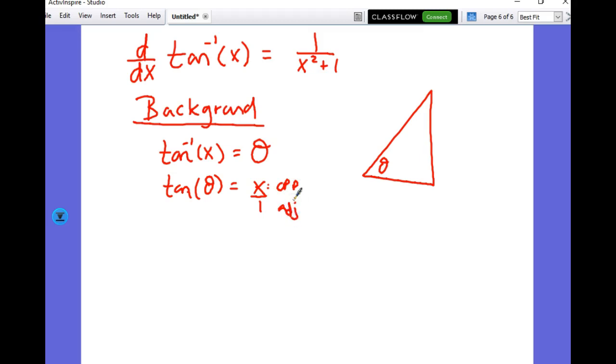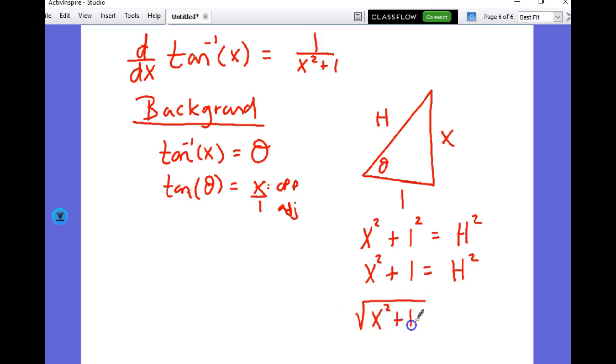Okay, so if tangent of theta is x over 1, then this is my opposite and this is my adjacent, and I just need to figure out what is my hypotenuse. So, just like in the last slide, we're going to use Pythagorean's theorem to do that. x squared plus 1 squared is equal to h squared. So we have x squared plus 1 equals h squared. Taking the square root on both sides to solve for h, we get the square root of x squared plus 1. So the hypotenuse, which we will need later in this problem, is the square root of x squared plus 1. Okay, so now we're ready to go ahead and begin our proof.